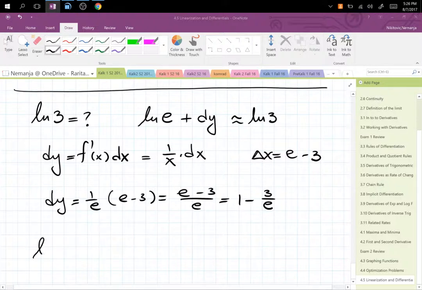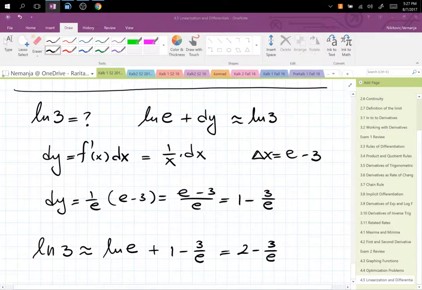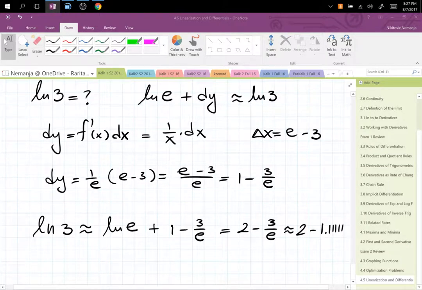So how much is ln 3? ln 3 is approximated by ln of e plus 1 minus 3 over e. ln of e is 1, plus 1 is 2, so 2 minus 3 over e. How much is 3 over e? We know that from earlier, it's about 1.1111. So this is approximately 2 minus 1.1111, approximated, not equal to. And there's your ln 3 answer.